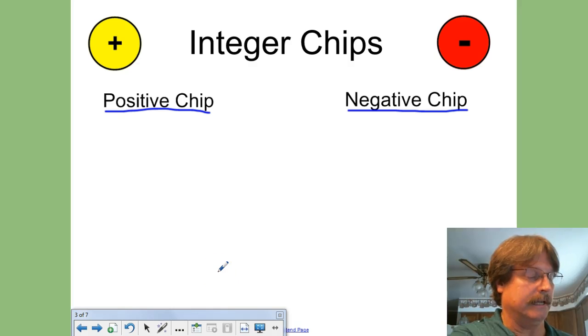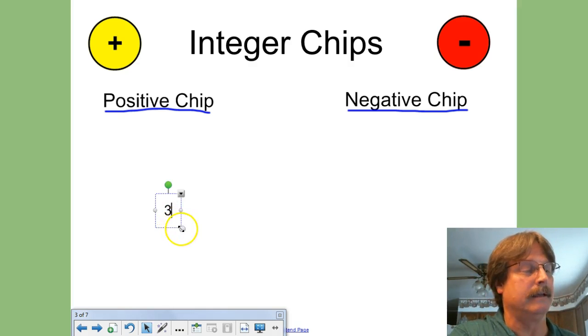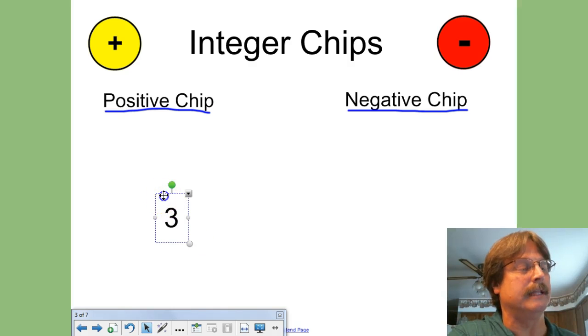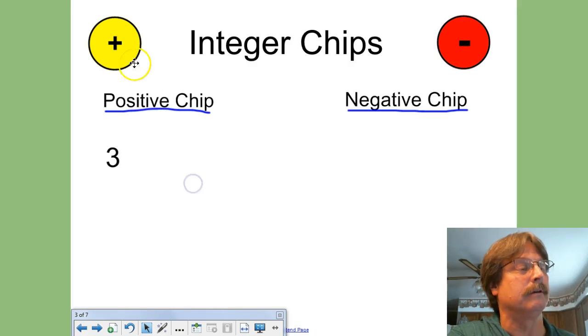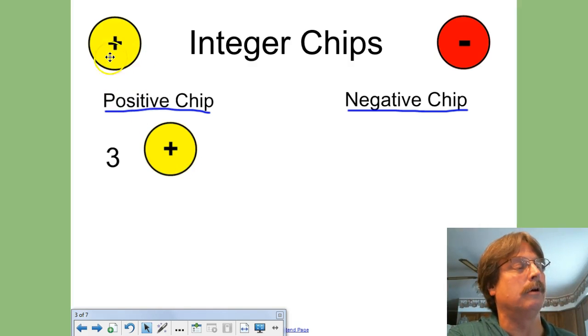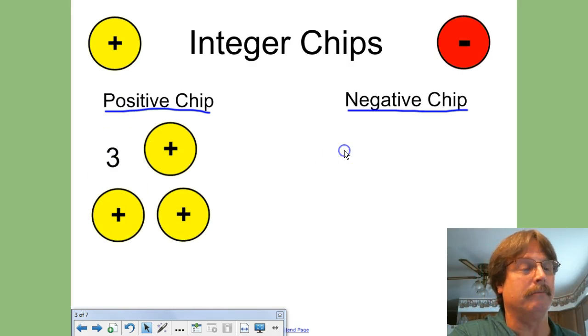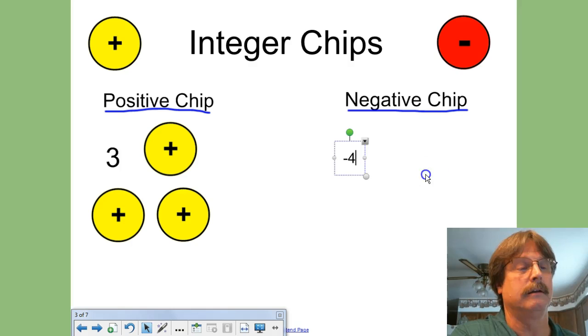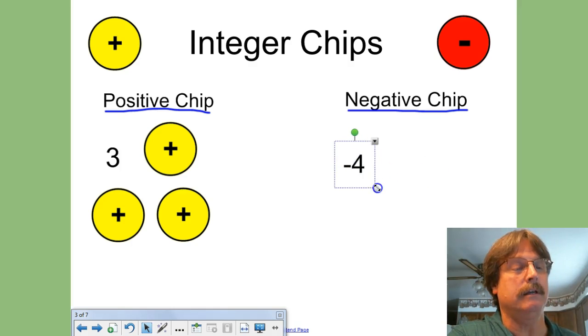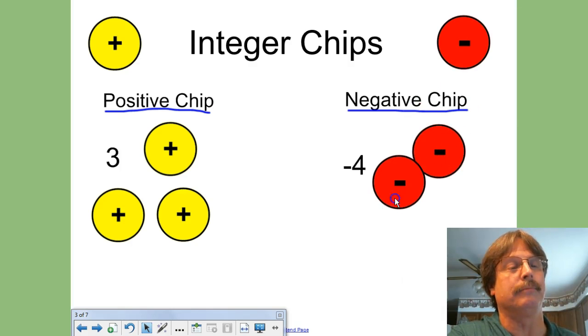The way this works is I put up just a number, let's say 3. To model that, I bring down 3 chips. Then if I'm going to do, say, negative 4, same thing: I bring down 4 negative chips.